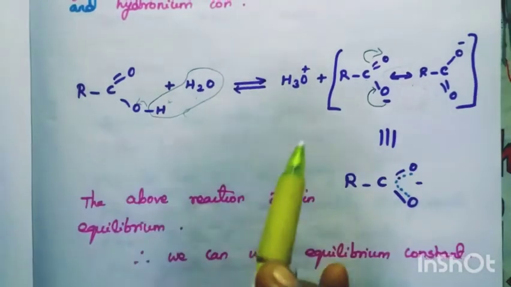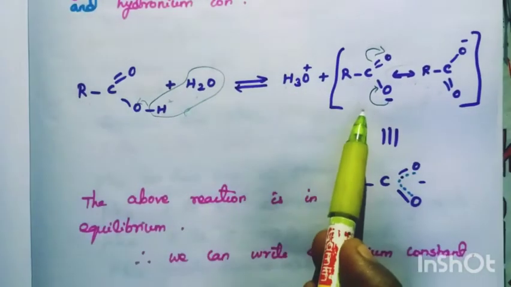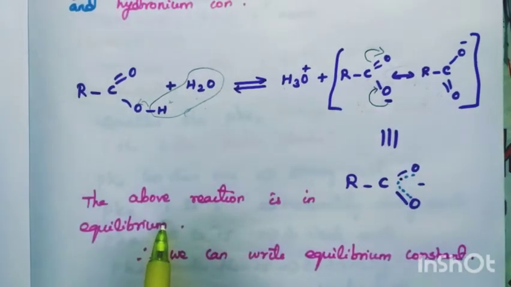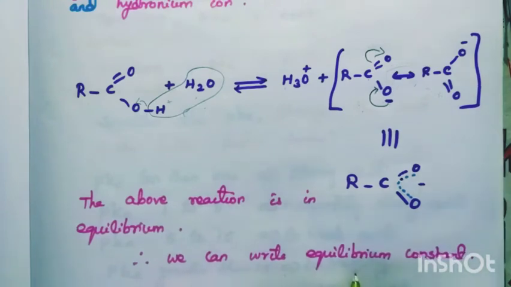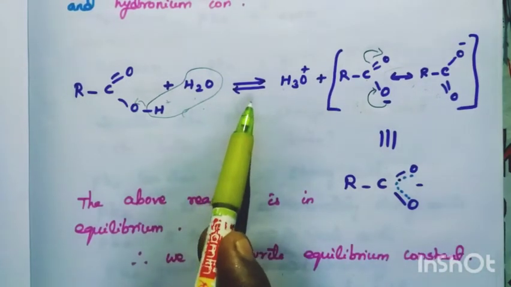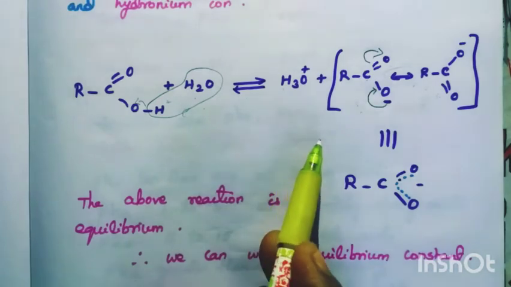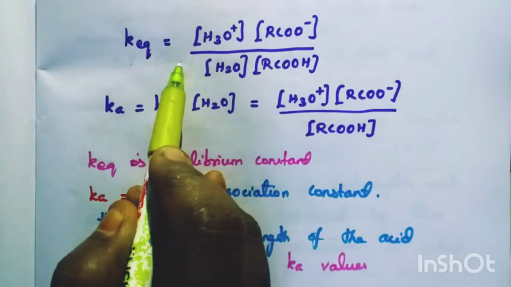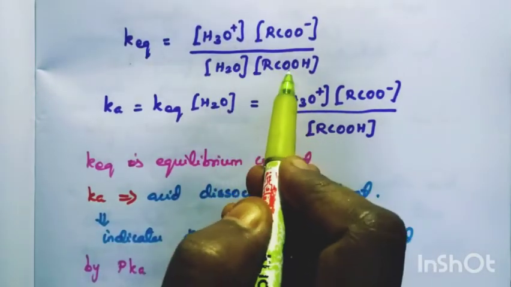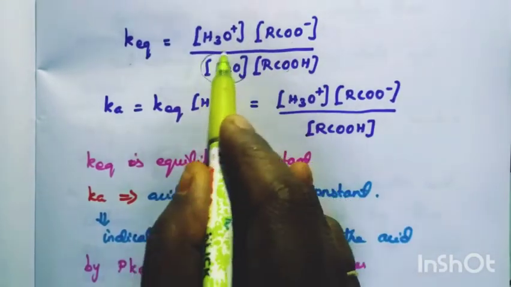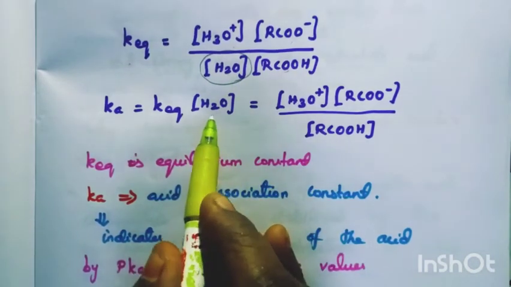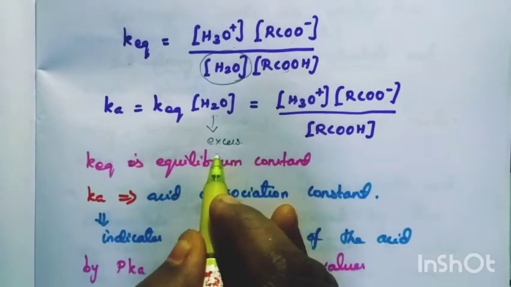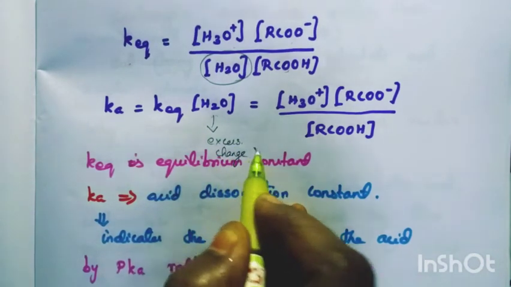The above reaction is in equilibrium. That means the acid is converted to carboxylate ion, and again it has a tendency to form the acid, so there exists an equilibrium. If any equilibrium reaction exists, we can write the equilibrium constant. K equilibrium equals product concentration by reactant concentration. This water comes to this side, since water is in excess and constant, so the change is negligible.